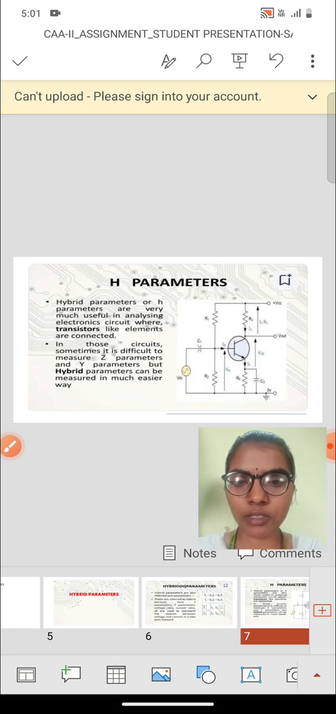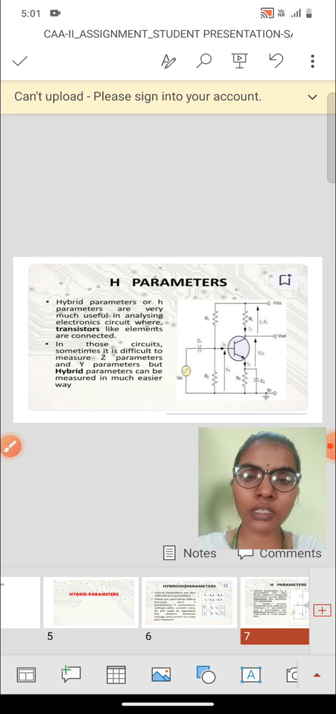H parameters. Hybrid parameters or H parameters are very much useful in analyzing electronic circuits where transistor-like elements are connected. In those circuits, sometimes it is difficult to measure Z parameters and Y parameters, but hybrid parameters can be measured in a much easier way.